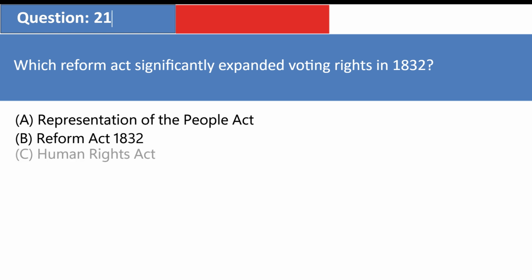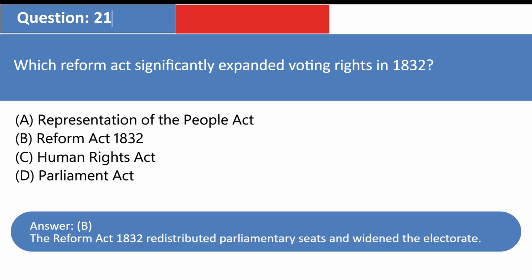Which Reform Act significantly expanded voting rights in 1832? A. Representation of the People Act. B. Reform Act 1832. C. Human Rights Act. D. Parliament Act. Answer: B. The Reform Act 1832 redistributed parliamentary seats and widened the electorate.